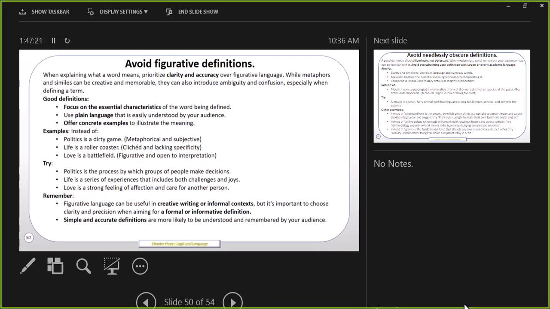Figurative definitions are open for different interpretations, and so they tend to create more vagueness rather than clarity and precision, right? Try to get rid of figurative definitions from your definitions when we are concerned with logic, right? They do have their own role in literature and poems etc. Remember, figurative definitions can be useful in creative writing or informal context, but it's important to choose clarity and precision when aiming for formal and informative definitions. Simple and accurate definitions are more likely to be understood and remembered by your audience.